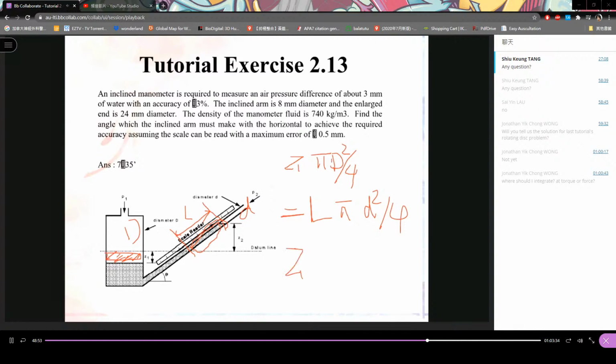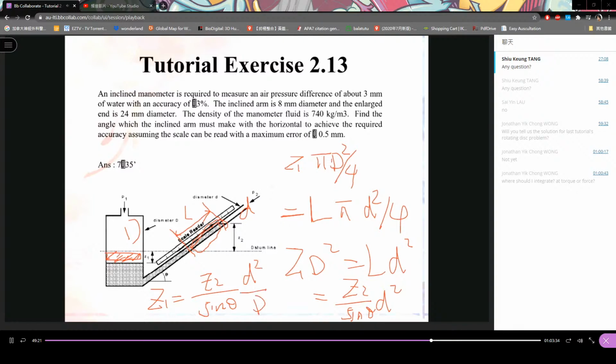So Z1 D squared equals L d squared, and L is Z2 divided by sine theta, right? So Z1 equals Z2 over sine theta times d squared over D squared. No, this is Z1. L is this, and L equals Z2 divided by sine theta. So we are done, right?